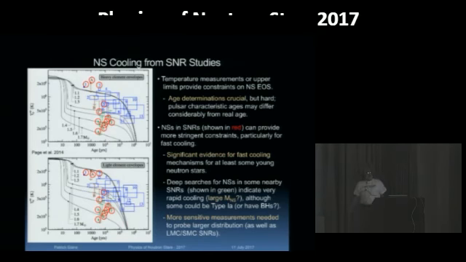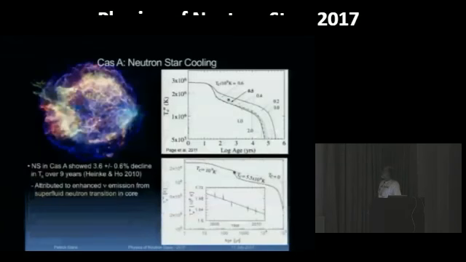You really need to have a higher sensitivity X-ray telescope to push hard to find out what's going on with supernova remnants for which we currently don't identify their neutron stars. I'll finish by mentioning Cassiopeia A. Again, this neutron star has a well-known age because we know the age of the remnant.